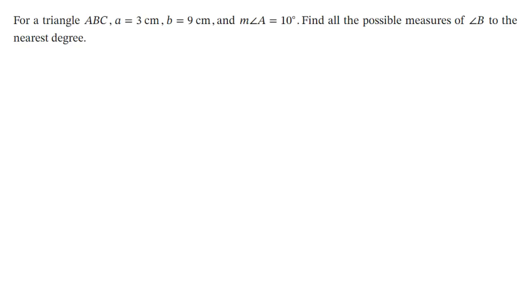I have a non-included angle. Angle A is 10 degrees, and it sits across from side A, obviously, and B is another side. So we've got an SSA. We don't have angle C. That would be an included angle between sides A and B.